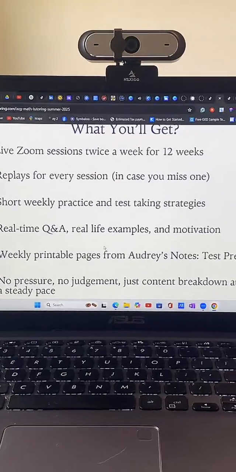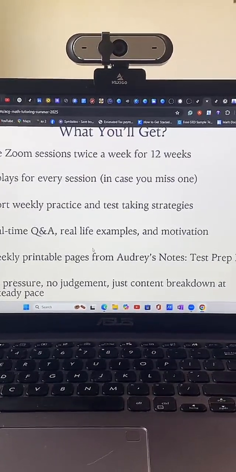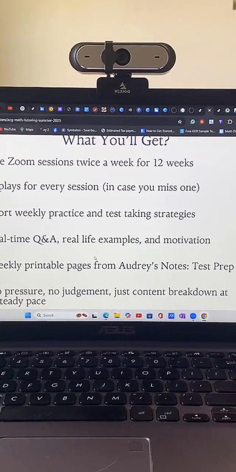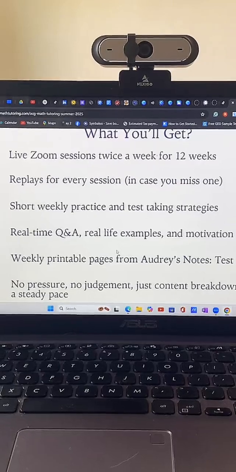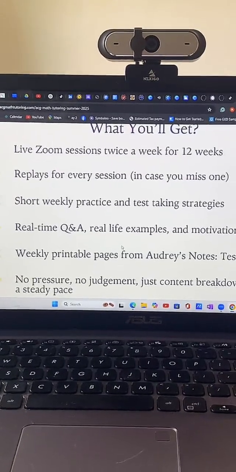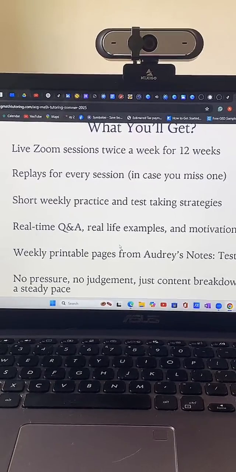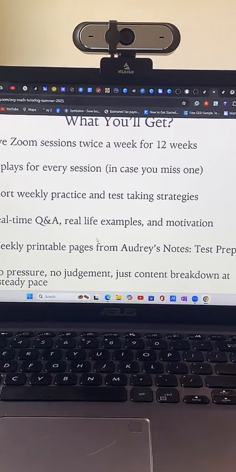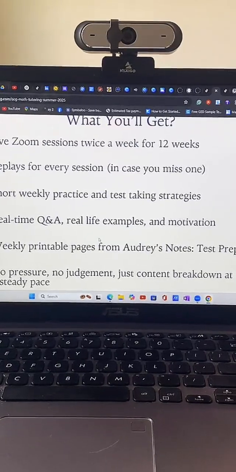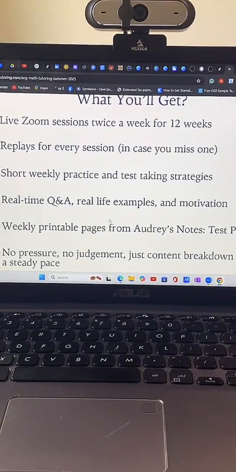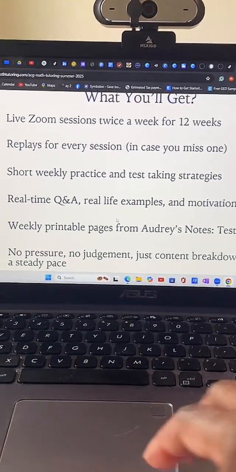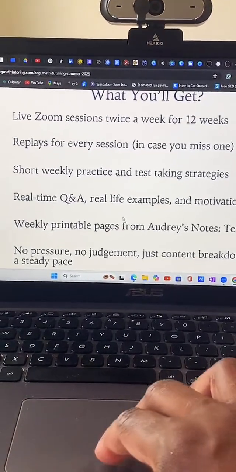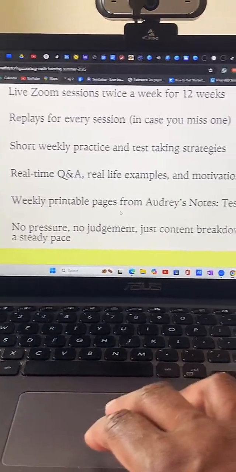So the first session, the Q&A will be towards the end, roughly half an hour. What are your questions? But for the second session on, we're going to start with the Q&A. So like, what were some of the problems that you had with the homework? What is something that you realized that you really don't understand? So we can address those before moving to the next part. Then you can get copies of my pages. And then again, there's no pressure, no judgment. I'm just here to help you.